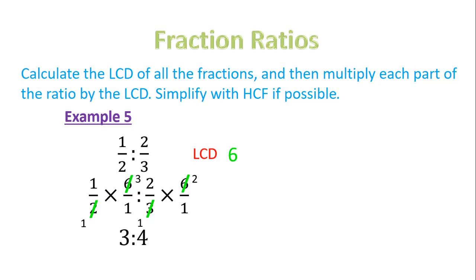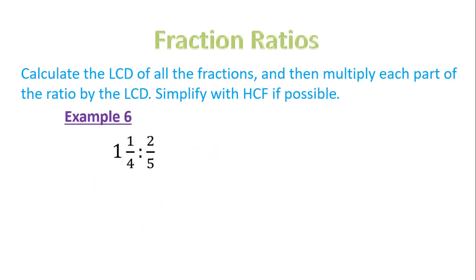Let's look at our last example, example 6. 1 1/4 to 2/5. So how do we proceed now? Well, we first have to change to improper fractions. That means that I have 5 over 4 to 2 over 5. Whenever I have mixed numbers, I have to change my fractions to improper fractions. Once I've done that, now I look at my LCD. So my denominators are 4 and 5, and so my LCD is 20.